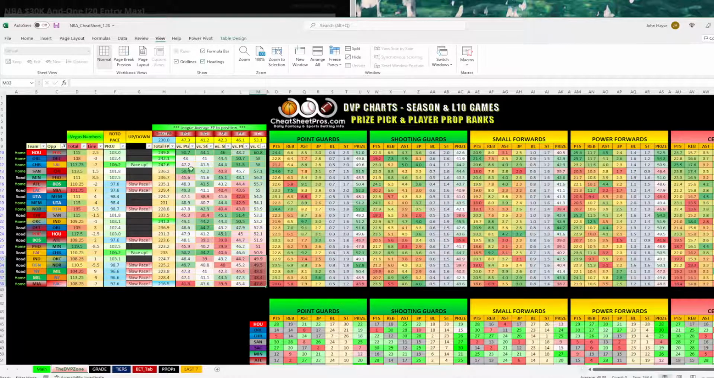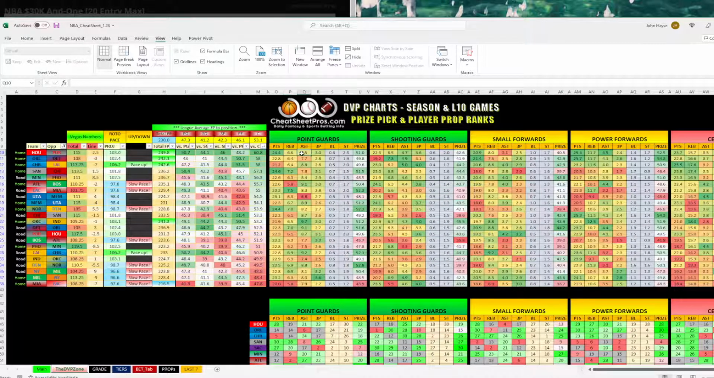And then if you want to get more specific, so for example, Houston's allowing 50.7 fantasy points to the point guard. Well, you can come here and see point guard, shooting guard, small forward, power forward, centers. But for point guard, you can look and see, okay, this 50.7 fantasy points, this is the breakdown. So this is how many points they're allowing, rebounds, assists, 3-point shots made, blocks, steals, and then Price Pick points. So I also included the Price Pick fantasy points in here for each position.